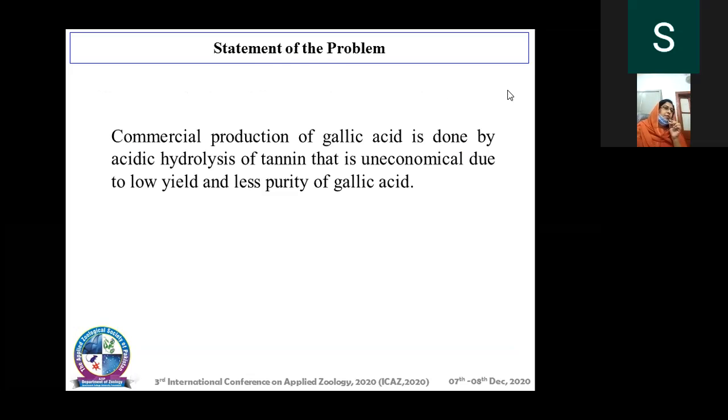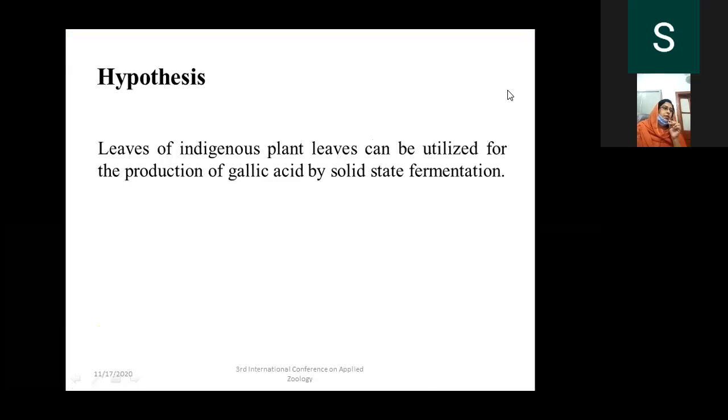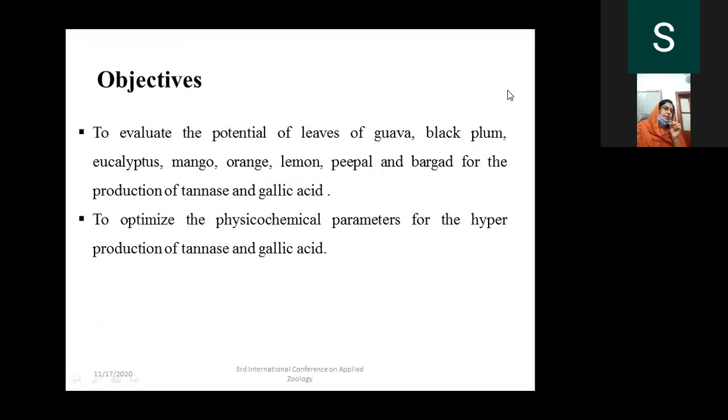The statement of the problem is that commercial production of gallic acid is done by the acid hydrolysis of tannin, that is uneconomical due to the low yield and less purity of the gallic acid obtained. So the hypothesis of the present study is that indigenous plant leaves can be utilized for the production of gallic acid by using solid state fermentation.